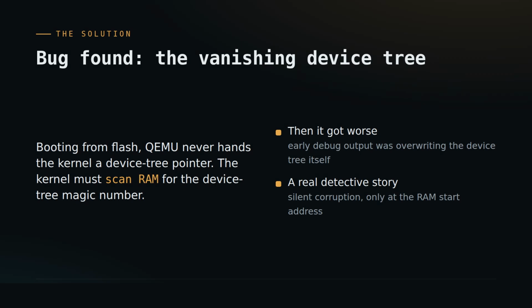When QEMU boots this configuration from flash, it does not hand the kernel a device tree pointer. The kernel has to find it by scanning RAM for the device tree magic number. Worse still, early debug output was overwriting that very device tree. That bug took real detective work to find.